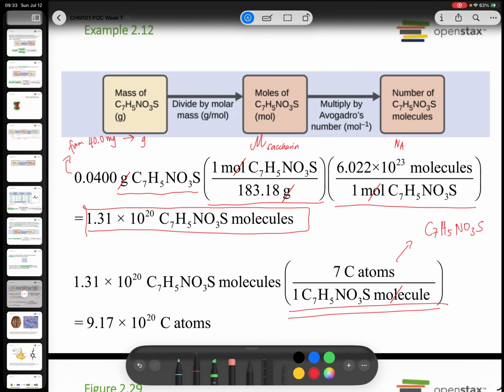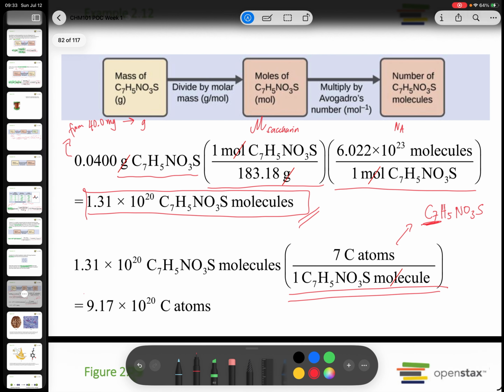So, this is just a conversion factor. It's common sense, really. In one molecule, how many carbon atoms are there? 7, so there are 7 carbon atoms. For that, we just multiply the number of saccharin molecules we got by the number of carbon atoms, which is 7. Therefore, our answer should be 9.17 times 10 to the 20 carbon atoms. Okay?